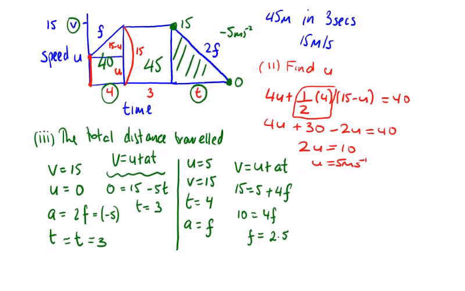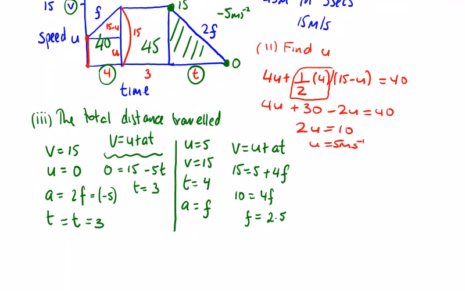And to get the distance for that final triangle, it's going to be half the base, which is 3, by the height, which is 15. So what's that going to give me? Half of 45, 22.5 meters. We're going to add on 40 in the first sector and 45 in the second one. That's going to give me 85 plus 22.5, which is 107.5 meters.